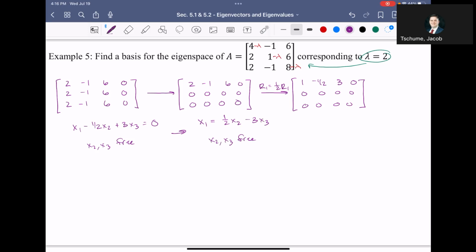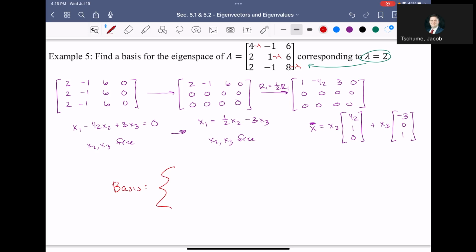So as far as the eigenspace goes by itself, we can write vector x as x2 times a particular vector plus x3 times a different vector. So putting in your coefficients here for x2, you're going to get 1/2, 1, 0. And for x3, you should get -3, 0, 1. So that is your eigenspace.